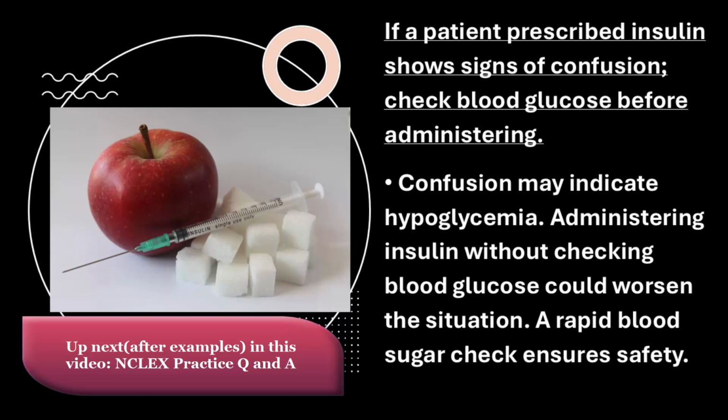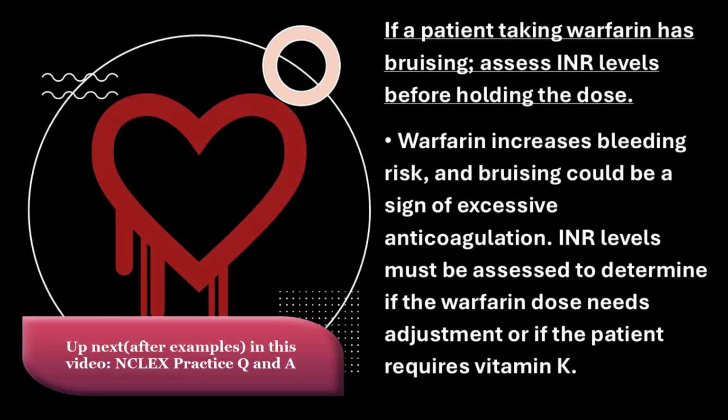Example number 2. If a patient prescribed insulin shows signs of confusion, check blood glucose before administering. Confusion may indicate hypoglycemia. Administering insulin without checking blood glucose could worsen the situation. A rapid blood sugar check ensures safety.